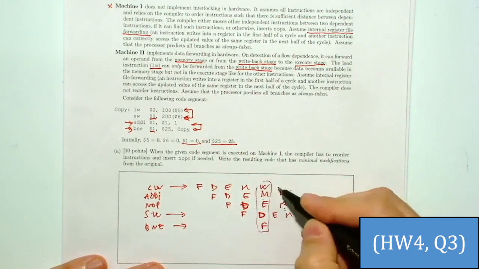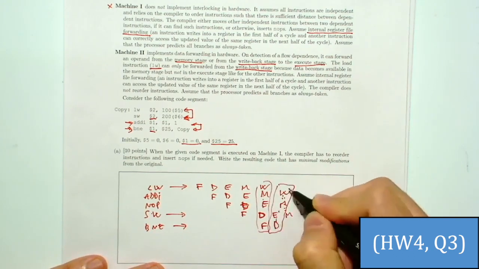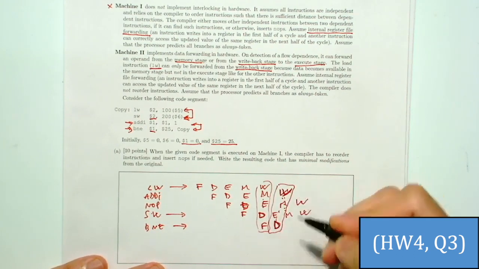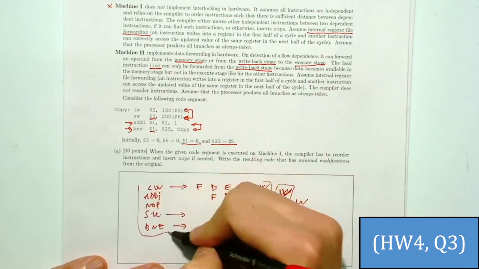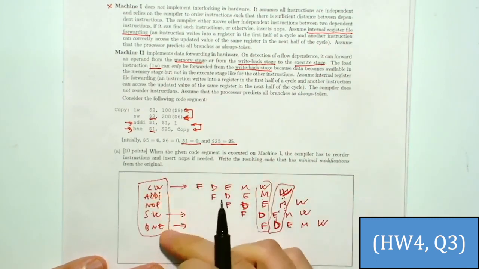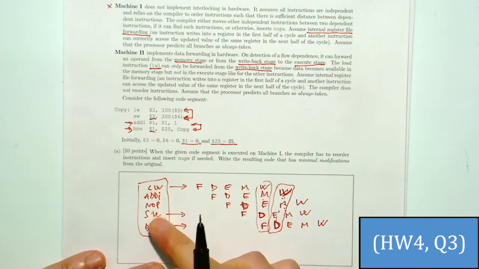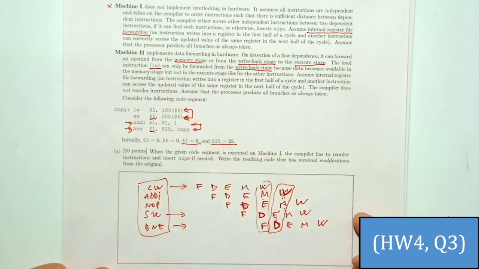So this is not very well aligned, but this is the decode phase, so when we grab that here, we can read the register from here. So we can execute, memory and write back. So this is basically the final code that the compiler needs to generate to execute this code correctly in machine 1. Any questions here?